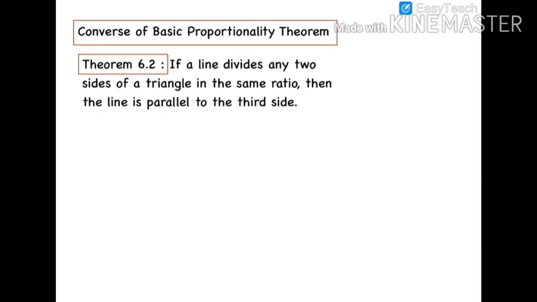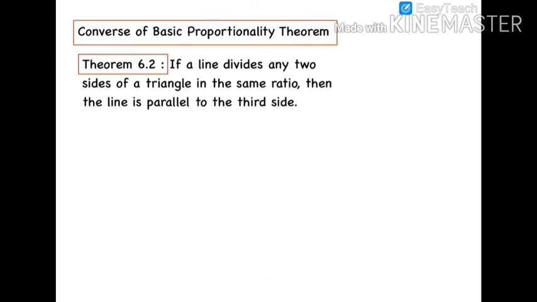We will now prove converse of basic proportionality theorem, which is theorem 6.2 of the chapter. If a line divides any two sides of a triangle in same ratio, then the line is parallel to the third side. So again we have a statement that starts with if and there is then. So what follows after if is given and what follows after then is to be proved. So what is given? A line divides any two sides of a triangle in the same ratio.